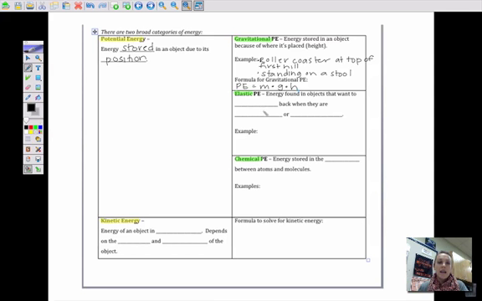The second form of potential energy is elastic. So that's energy found in objects that want to bounce back when they're stretched or squeezed. So, for example, if you take a rubber band and stretch it out, that has a lot of elastic potential energy because it's going to want to bounce back to its original position.